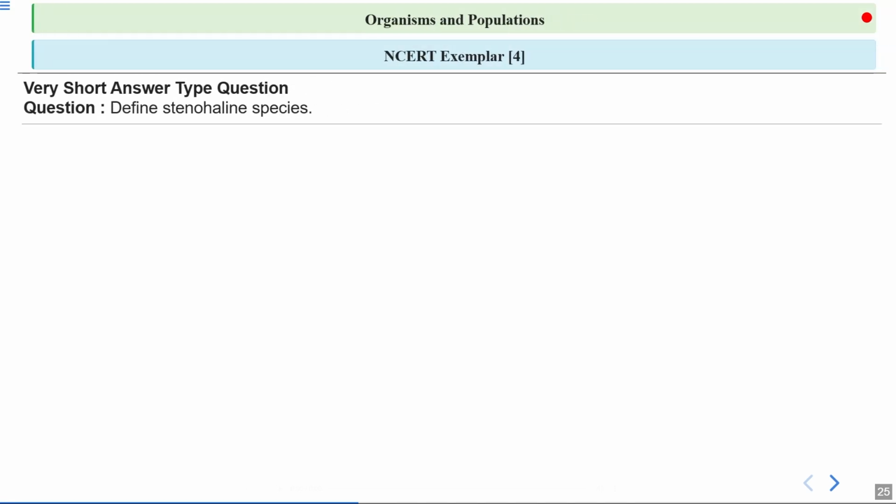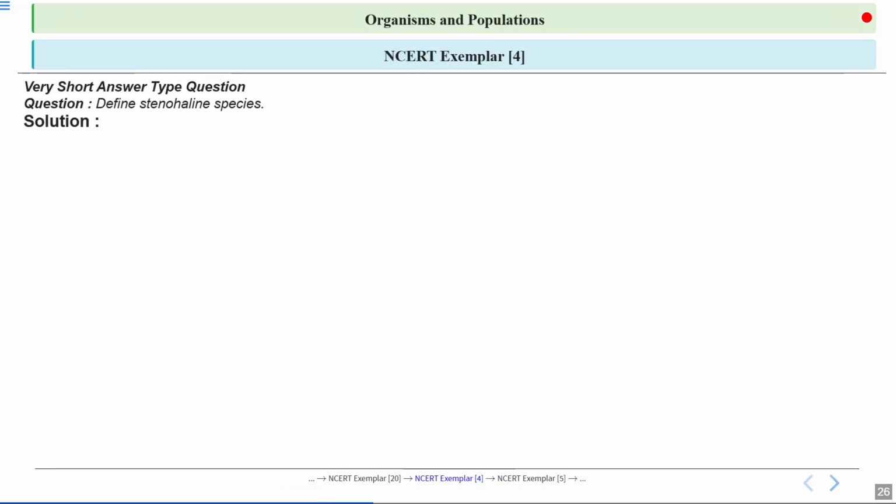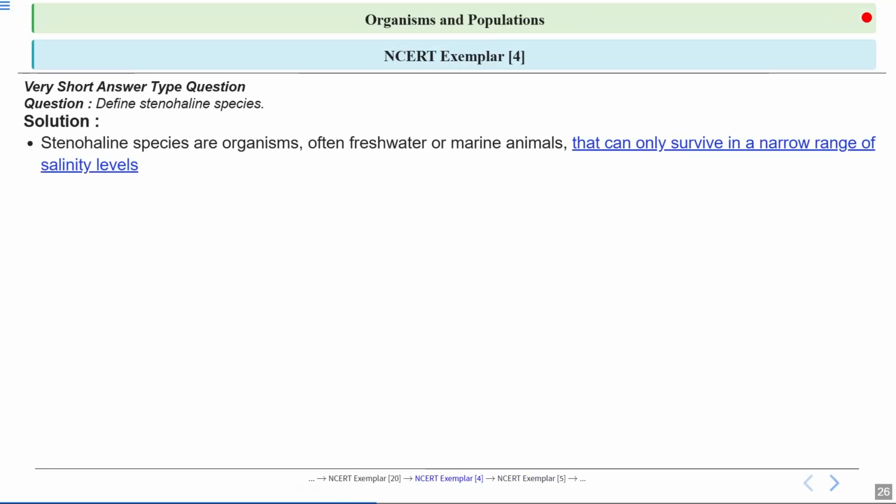Next are the very short answer type questions. The first question is, you have to define stenohaline species. So let's have a look at the answer. Stenohaline species are organisms, usually freshwater or marine animals, that can only survive in a narrow range of salinity levels. They are sensitive to changes in the salt concentration, so even a small shift in how salty the water is can be harmful to them.